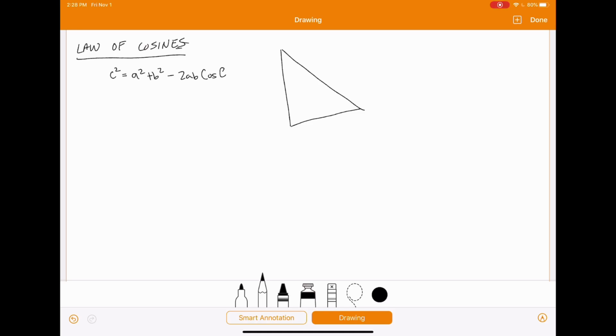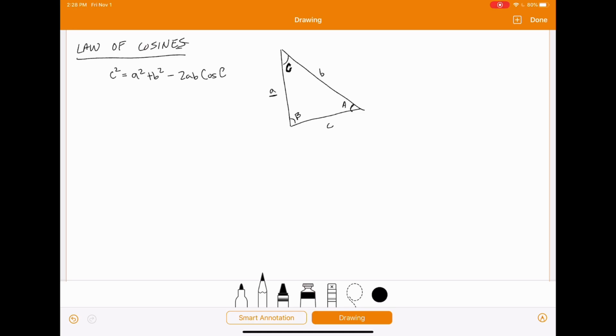lowercase letters are sides, so A, B, C. Uppercase letters are angles, and they are across from their corresponding sides. So we've got side A here. Opposite of that is going to be angle A. Opposite of B is going to be angle B, and then angle C. And capital C and lowercase c's are hard to keep track of, so I try to make my capital C's a little bit bolder so I can remember and keep track of them.